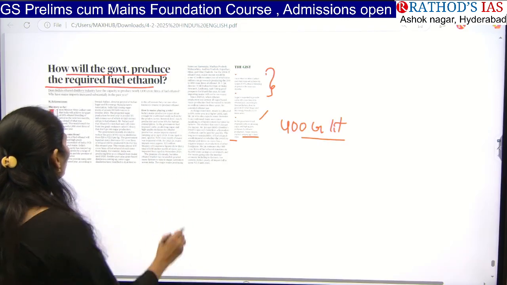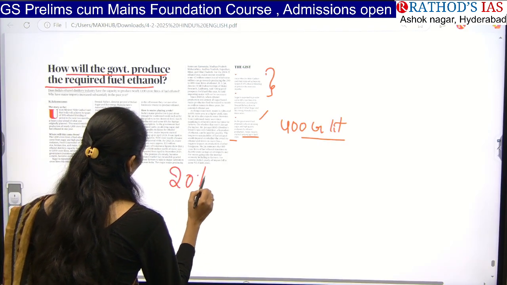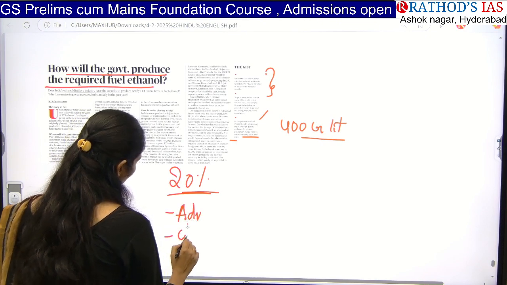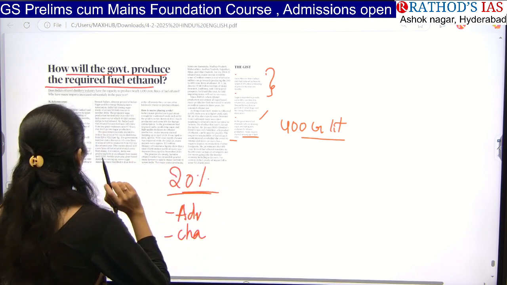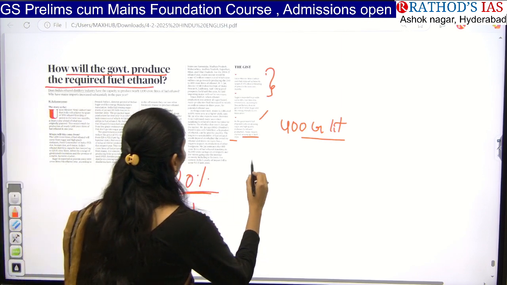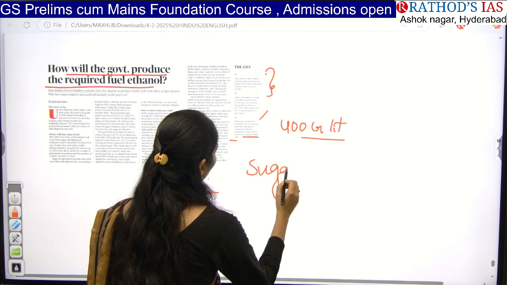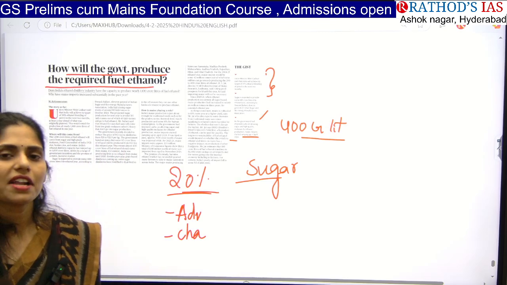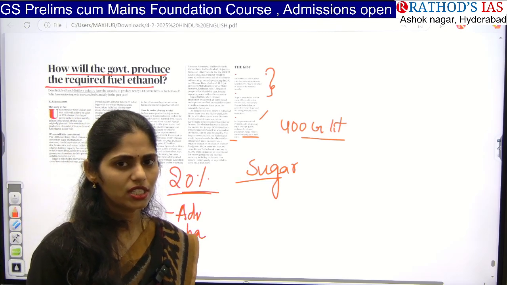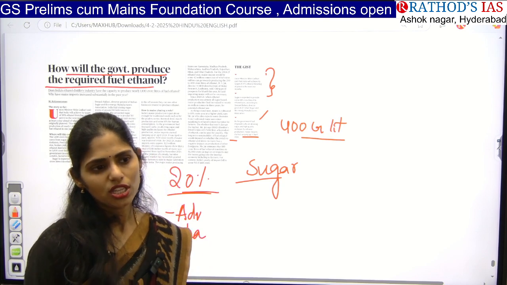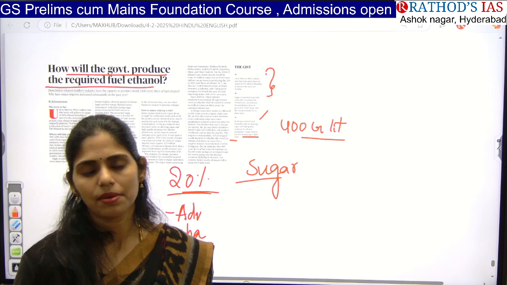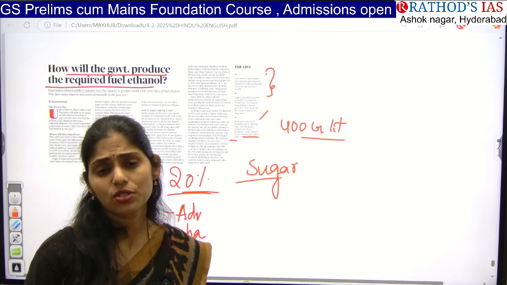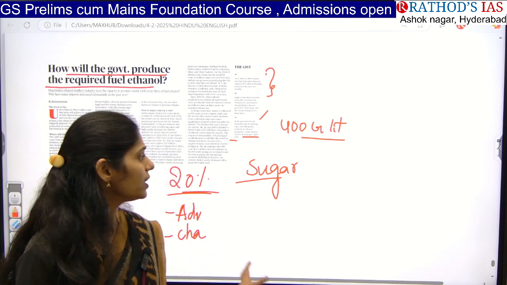So just see what this 20% ethanol blending is and what the advantages and challenges are. And here one more thing that you have to focus on is sugar. Here you have to see sugar production in India and in the world, which is the largest producer and which is the largest exporter and importer. You have to see about tropical sugarcane as well as temperate sugar in our country. And you have to see where sugar industries are located in our country. So all these things are relevant.